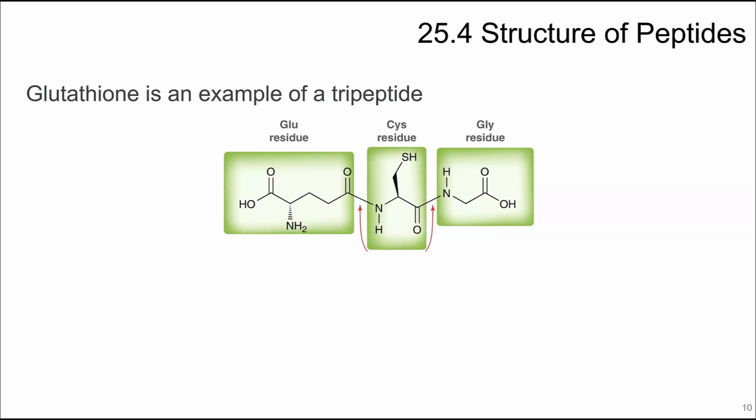Glutathione is an example of a tripeptide. There are 3 amino acid residues that combine together with amide bonds to form glutathione, the tripeptide. So this is 3 amino acids. They are forming amide bonds, which are also called peptide bonds.